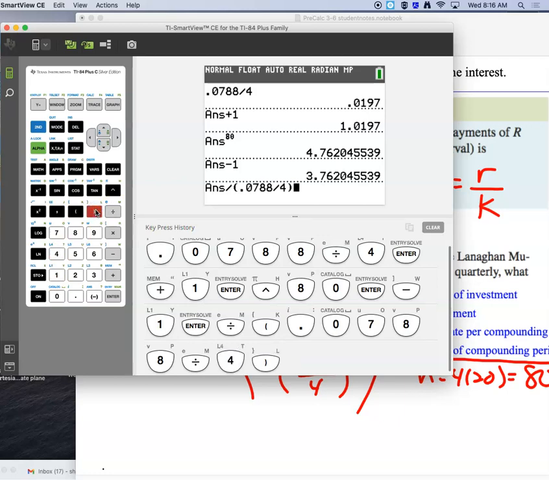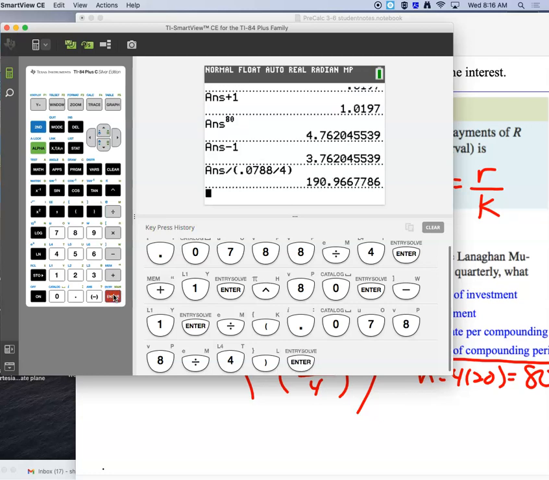And yes, if you're thinking, hey, it's a fraction, we could multiply by the reciprocal, you're right, but why do all that thinking when we're punching this in anyway? So we've divided by that value for i, which was 0.0788 divided by 4. And now let's take that times that 500 payment.